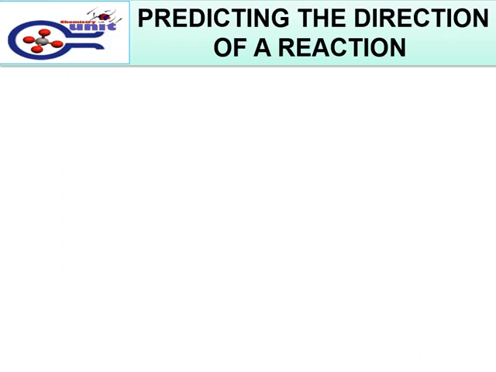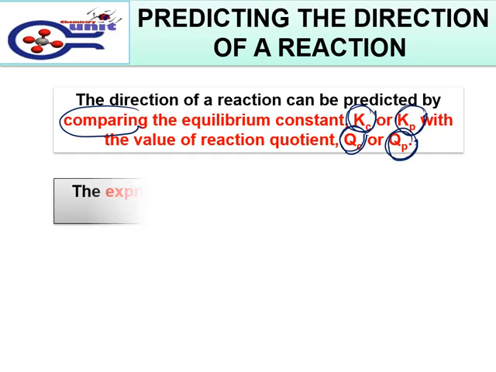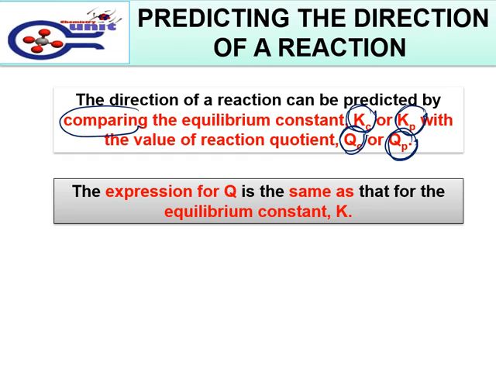Actually, okay, predicting the direction of a reaction depends on the QC or QP, which is we need to compare the value of the QC and QP with the KC and the KP. Kalau soalan bagi KC, we need to compare with the QC. Kalau soalan bagi KP, we need to compare with the QP. Boleh. So the expression for the Q is the same as the expression for the K.